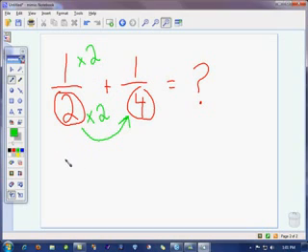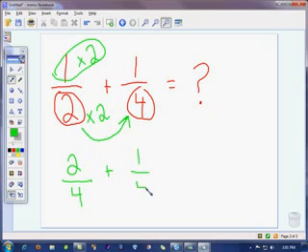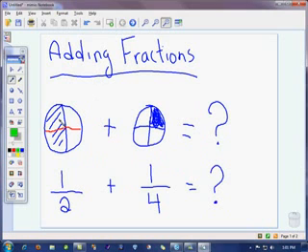Alright, so this now becomes, when I take these things, 1 times 2 is 2. 2 times 2 is 4. That's good. And then this is already in 4 pieces, so I just do that. And my answer becomes 3 out of 4, right? And if I go back to this previous page up here, right, 2 pieces plus 1 piece is 3 pieces. That's it. That's all you need to do to add fractions.